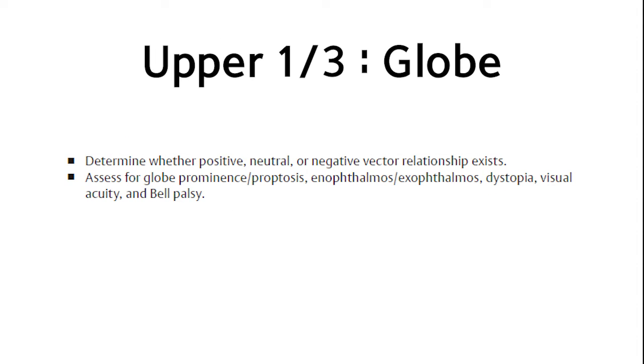The last one we should check on in this upper third area is the globe, also known as the eyeball. The doctor should determine whether positive, neutral, or negative vector relationship exists, and assess for globe prominence and proptosis in ophthalmos, exophthalmos, dystopia, visual acuity, and Bell's palsy.